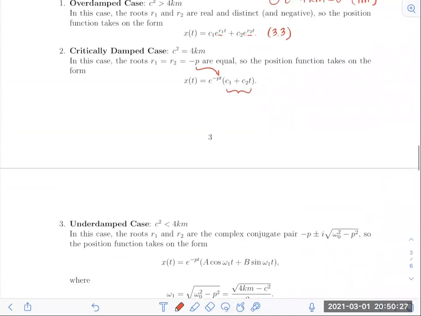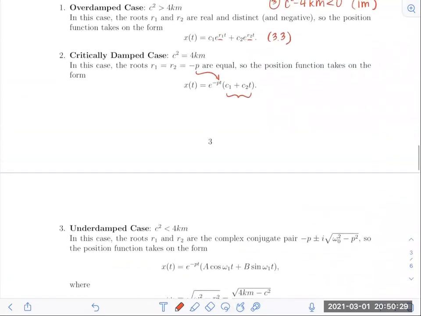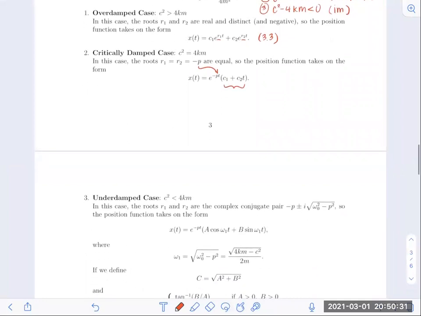All right, and finally, we have the underdamped case. Kind of zoom out so we can see them all. And that's where c squared is less than 4km. So here we're going to have a negative value underneath the square root, so we're going to have a complex conjugate pair. And we're seeing that complex conjugate pair right here. And so what we're going to do is plug that into our formula here again from 3.3. All three of these were covered in 3.3.